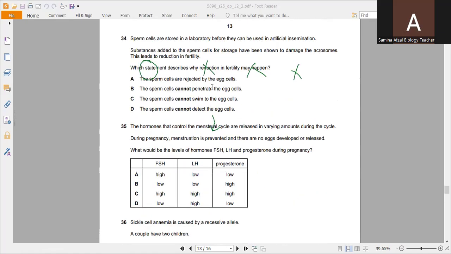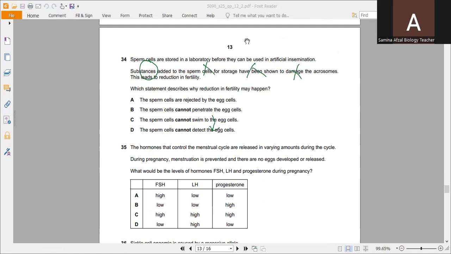Question number 34. Sperm cells are stored in the laboratory before they can be used in artificial insemination. Substances added to the sperm cells for storage have been shown to damage the acrosomes, and this leads to a reduction in fertility. Which statement describes why reduction in fertility may occur?